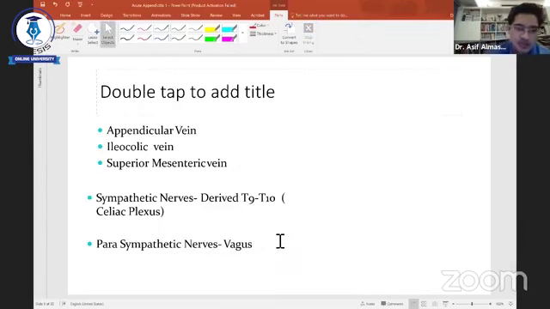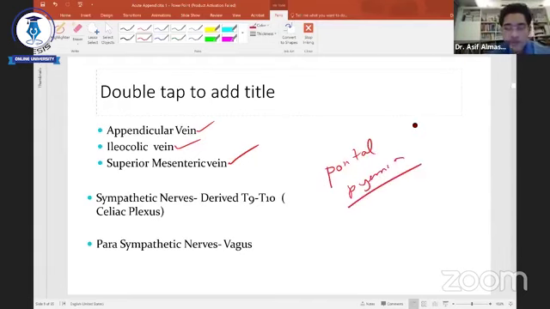The appendicular vein is a branch of the ileocolic vein, which is again a branch of the superior mesenteric vein. This is important because we should remember that the appendix is ultimately drained by the portal system and goes into the liver. So one of the complications of appendicitis is portal pyemia, that means septicemia in the portal blood. This is how it happens. The infection or bacteria travels through the appendicular vein to the ileocolic vein, then to the superior mesenteric vein, into the portal vein.